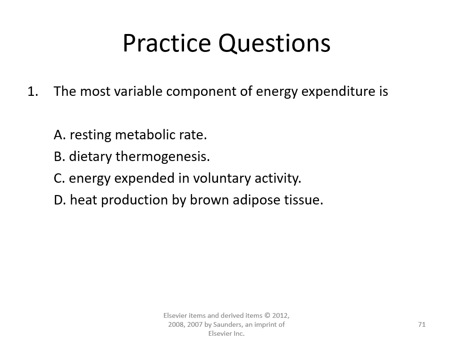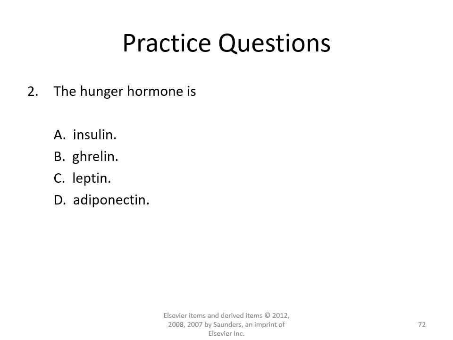All right, so let's take a look at some practice questions. Number 1, the most variable component of energy expenditure is, and this is answer choice C, energy expended in voluntary activity. Number 2, the hunger hormone is, and this is answer choice B, ghrelin.